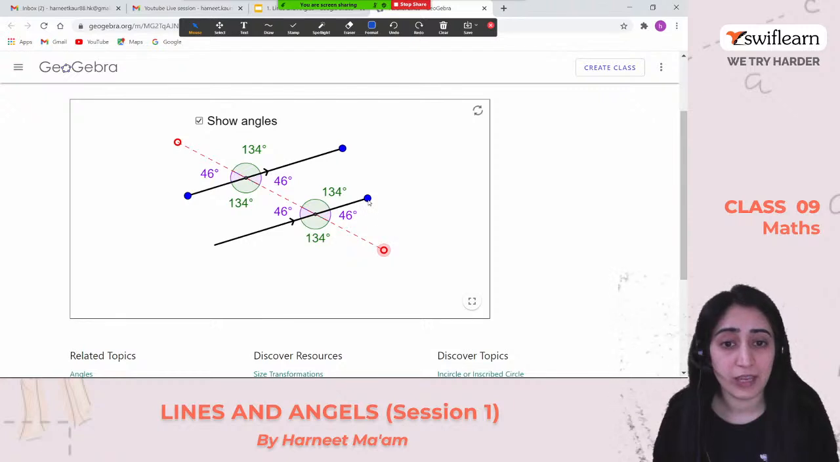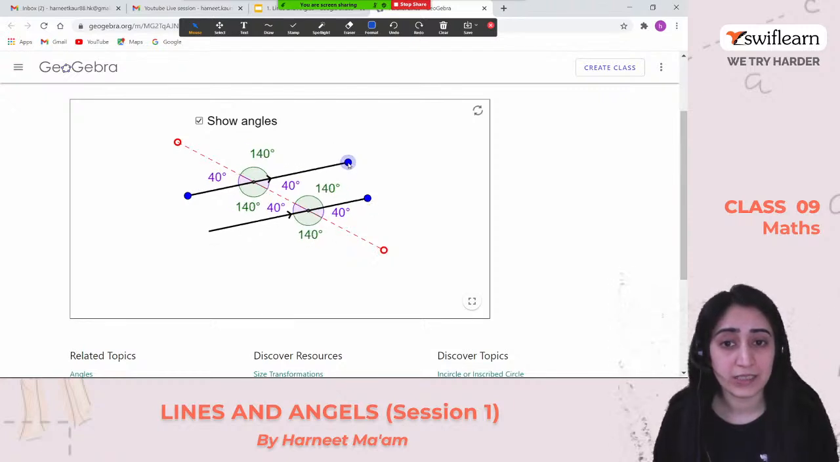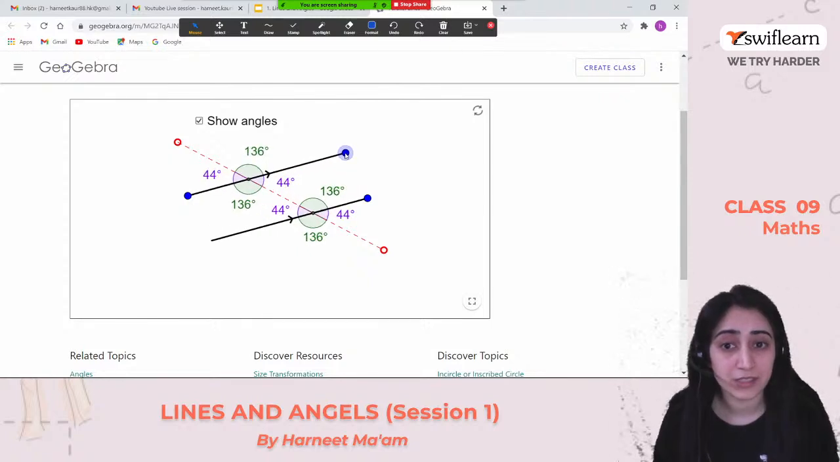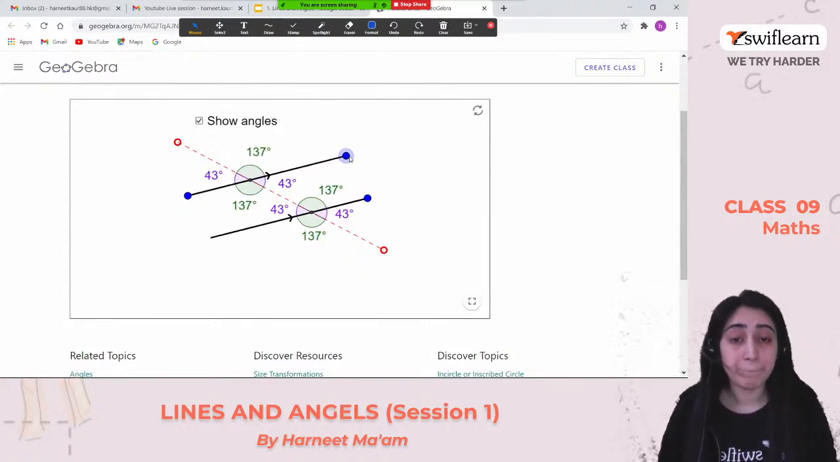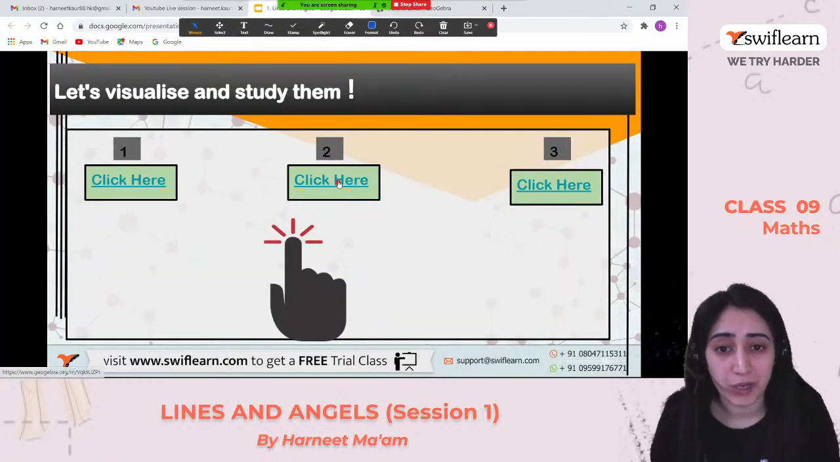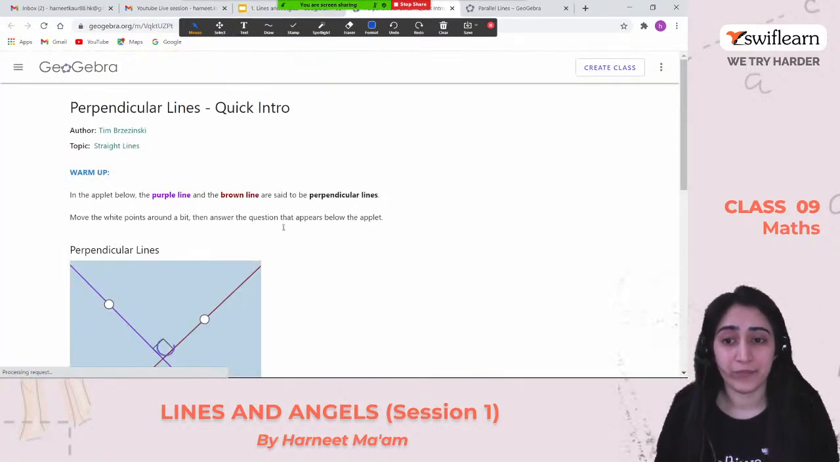In any way, if I try to move, see, the angles are just the same whenever I'm doing that. Can you see the difference? That's why we call them parallel lines. Okay. Moving on to the next one. Let's see what comes.